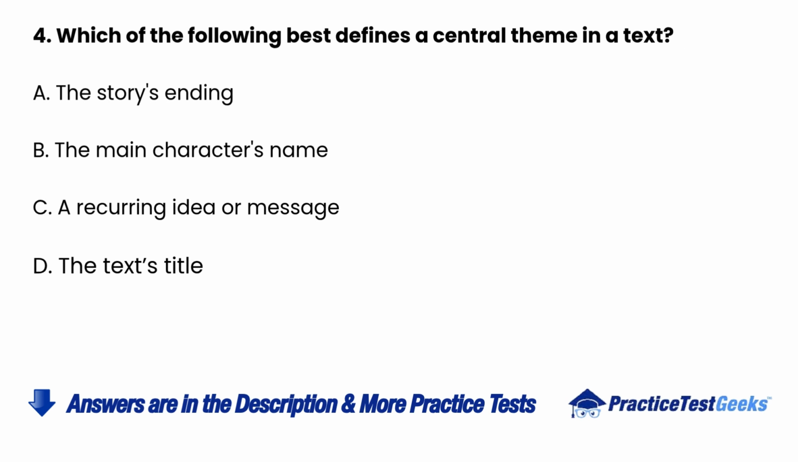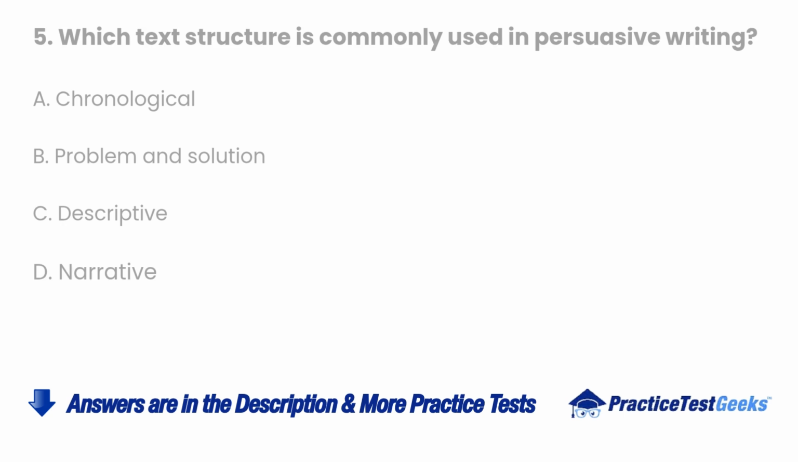4. Which of the following best defines a central theme in a text? A. The story's ending. B. The main character's name. C. A recurring idea or message. D. The text's title.